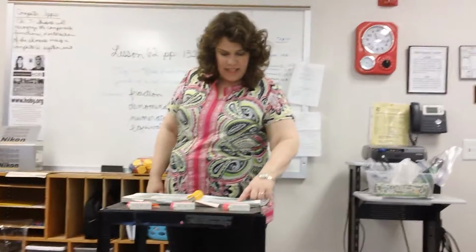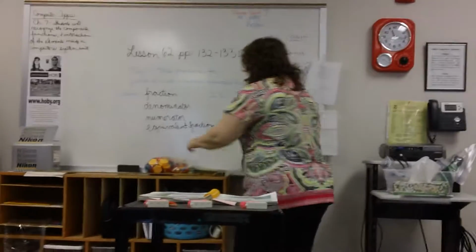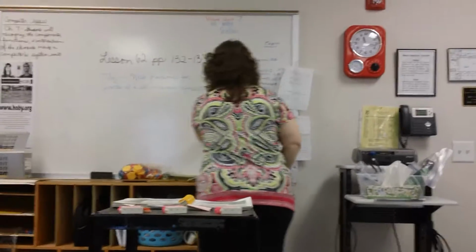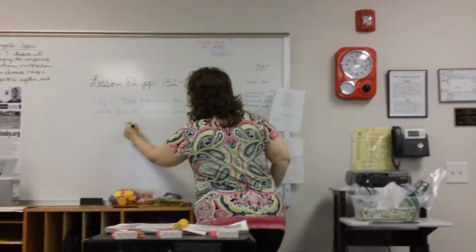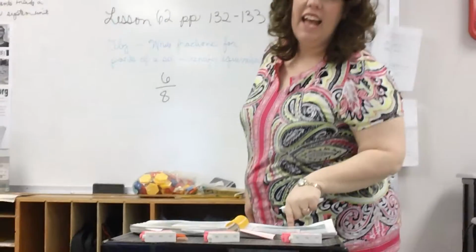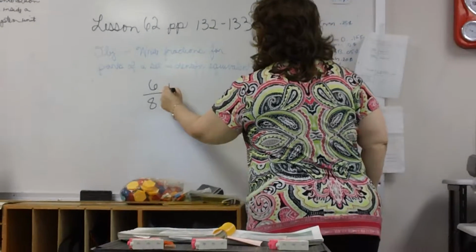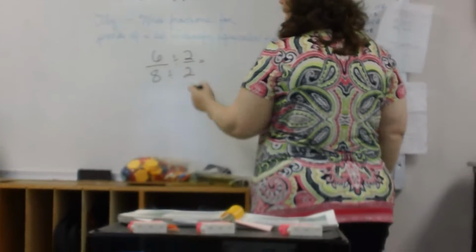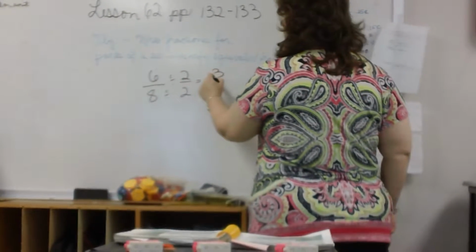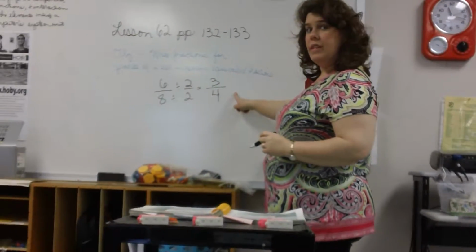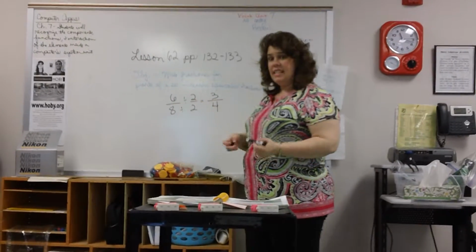In the book, they give you an example. They gave you 6/8 and they gave you 3/4. Well, let's look at 6/8 first. All right, I'm going to erase this and write 6/8. And I'm going to do just like the book did. They divided it by 2. Whatever you do to the top, you have to do to the bottom. And my answer is going to be 6 divided by 2 equals 3, 8 divided by 2 equals 4. So 3/4 is an equivalent fraction to 6/8.